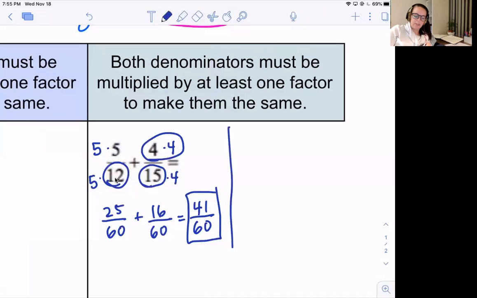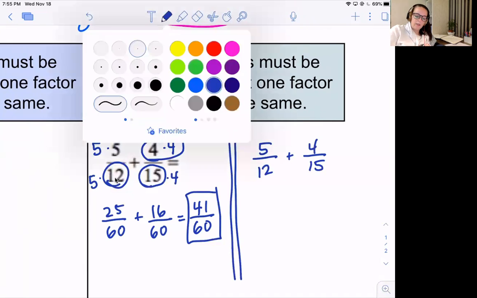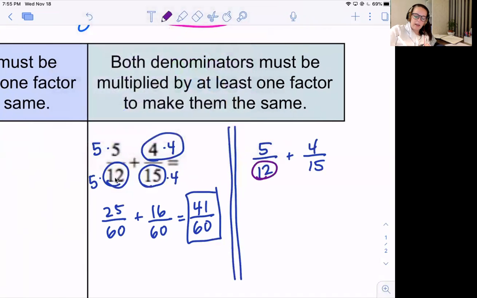Alternatively, if just coming up with the number 60 seems strange, you can also say, okay, this is 5 over 12 plus 4 over 15. If you think about it, 12 is the same as 3 times 4. So I can turn my 12 into 3 times 4. And 15 is 3 times 5. Right, so 15 has been turned into 3 times 5. They already have a 3 in common.